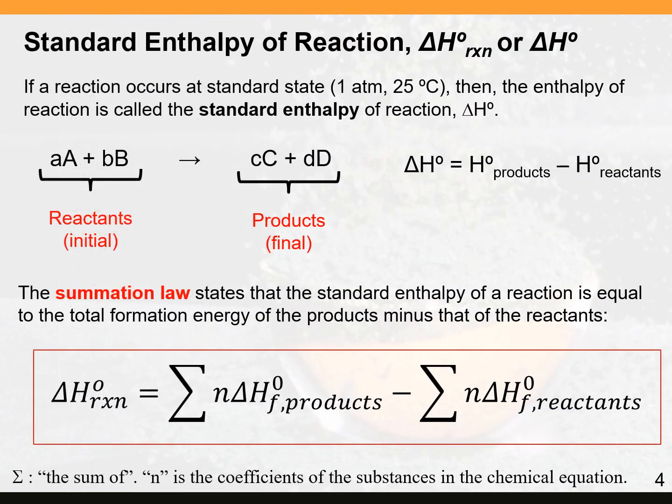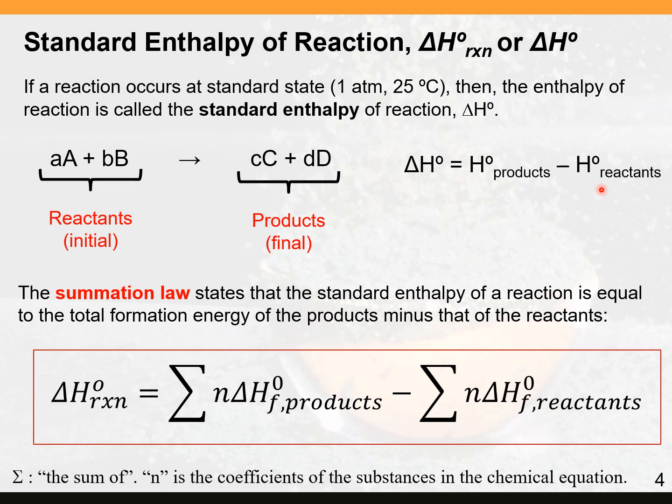If a reaction occurs at standard state, then the enthalpy of the reaction is called the standard enthalpy of reaction and can be calculated from the standard enthalpy of formation of the reactants and products. Recall that the change in any state function is final minus initial. Therefore, the enthalpy change of a reaction is equal to the enthalpy of products minus the enthalpy of reactants.